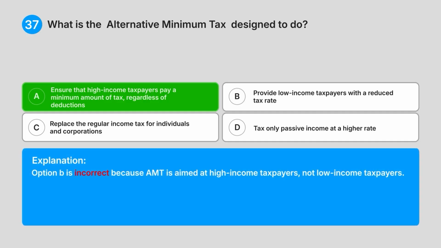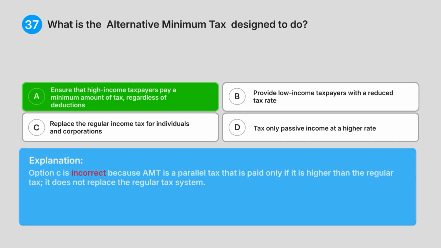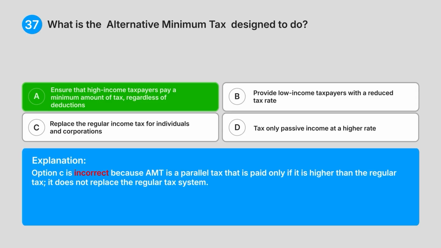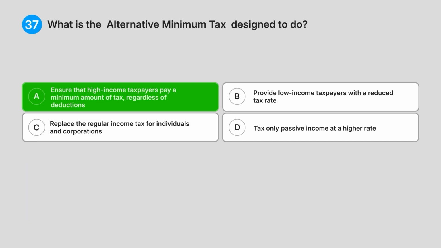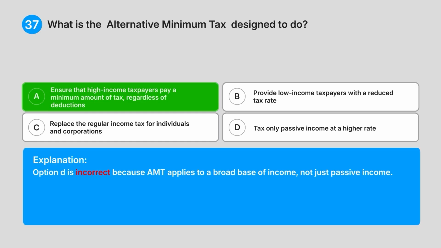Option B is incorrect because AMT is aimed at high-income taxpayers, not low-income taxpayers. Option C is incorrect because AMT is a parallel tax that is paid only if it is higher than the regular tax. It does not replace the regular tax system. Option D is incorrect because AMT applies to a broad base of income, not just passive income.